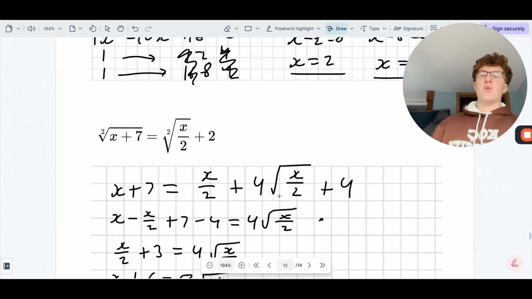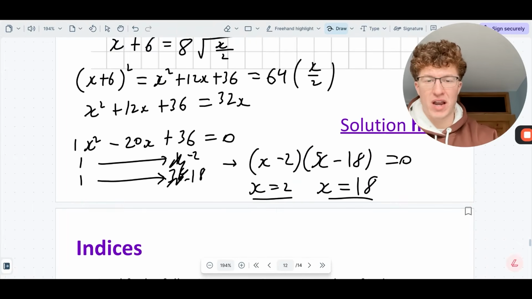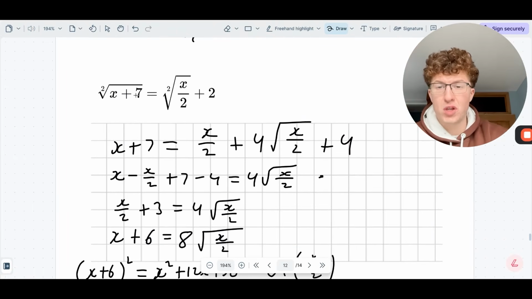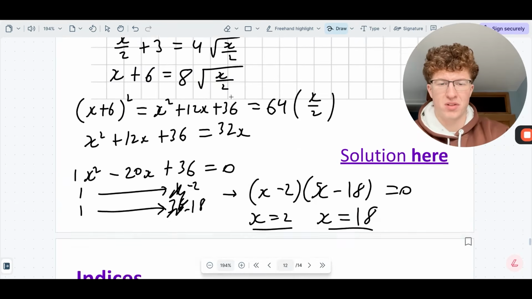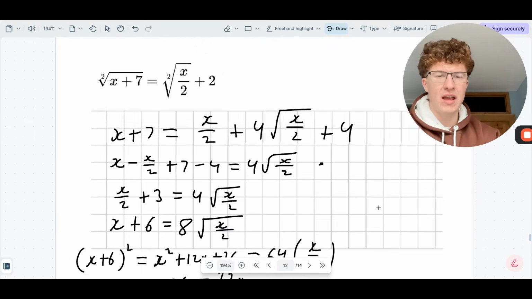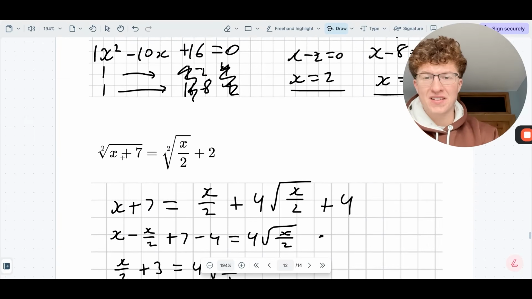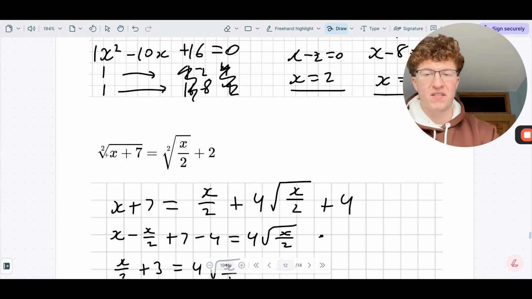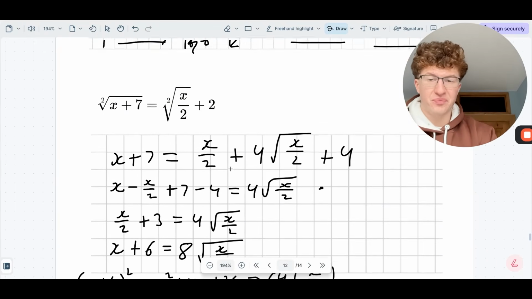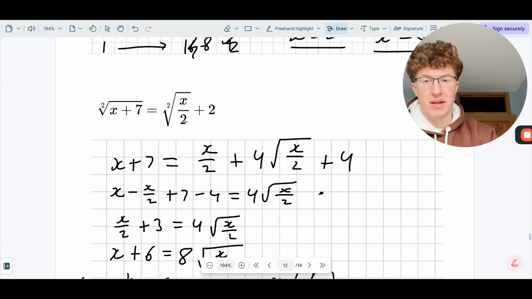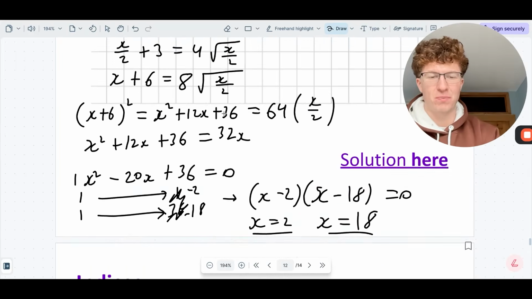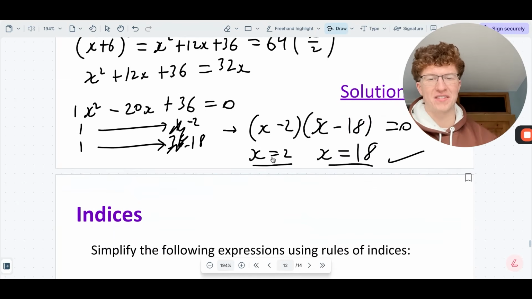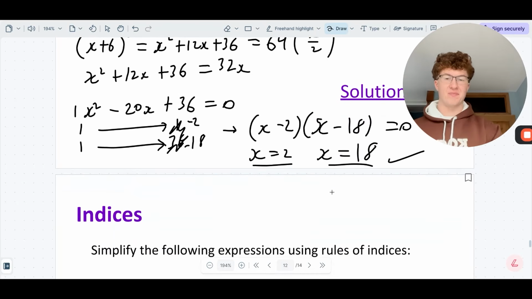Now, again, we need to make sure. So we'll fill into the original equation x equals 2. So 2 and 7 is 9, square root of 9 is 3. And if we fill in 2 here, we're going to get 1, and 1 plus 2 is 3. So x equals 2 does work. If we try 18, 18 and 7 is 25, square root of 25 is 5. And if you plug it in here, 18 divided by 2 is 9, square root of 9 is 3, and 3 and 2 is 5. So they both work. So the final answer is x equals 2 or x equals 18.